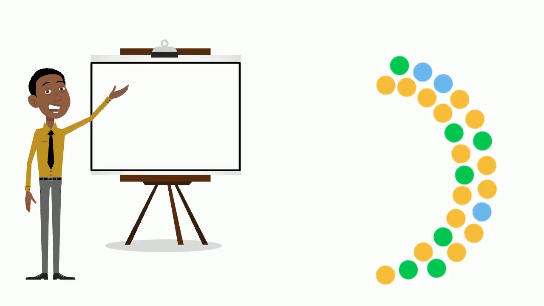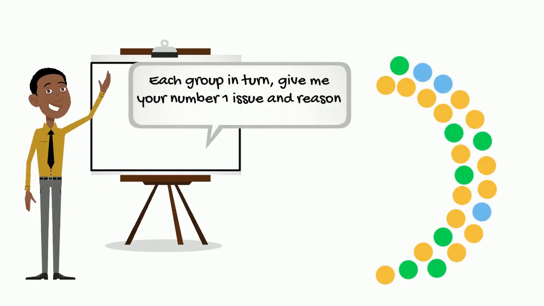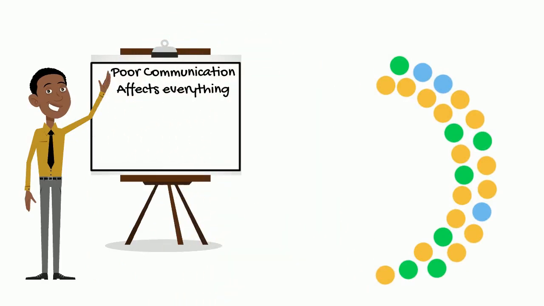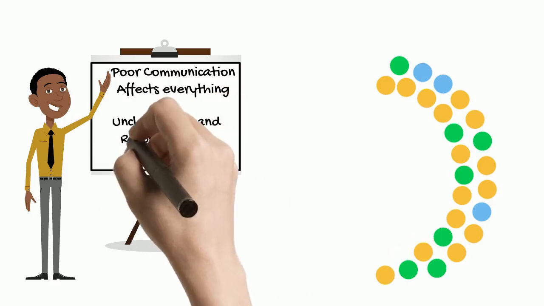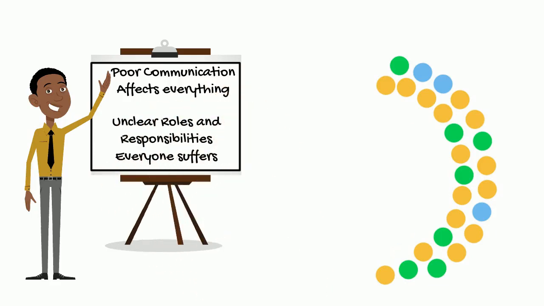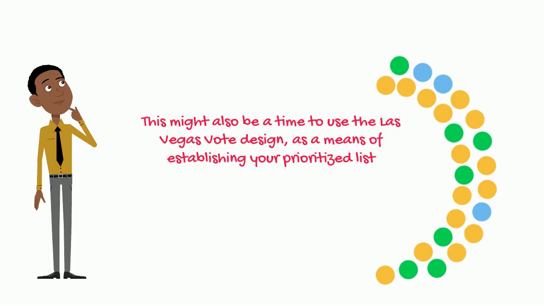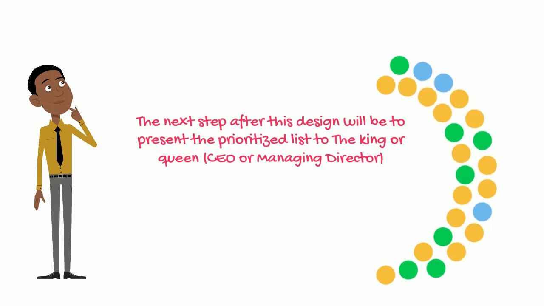Then get the whole group back together and take the number 1 issue and reason from each of the 5 groups. Capture each issue and reason as they are given on a piece of flip chart paper. If an issue is offered more than once, make a note on the paper to reflect this. Continue going around the group until you have everybody's top 3 in the prioritized list. This might also be a time to use the Las Vegas vote design as a means of establishing your prioritized list. The next step after this design will be to present the prioritized list to the king or queen, that is the CEO or managing director of the organization.